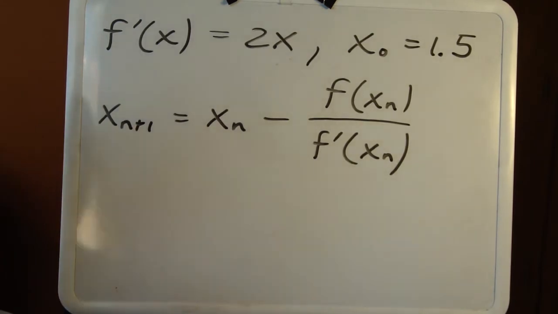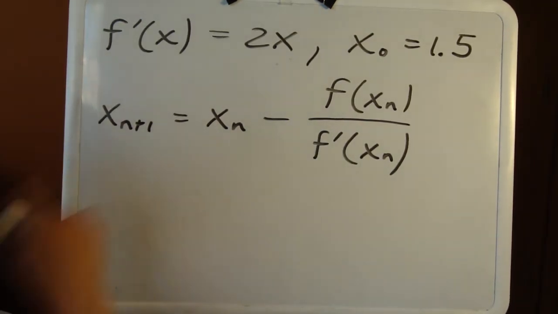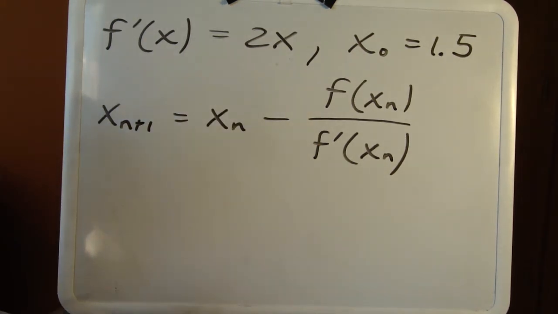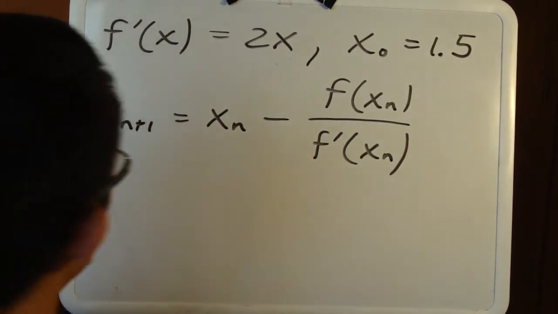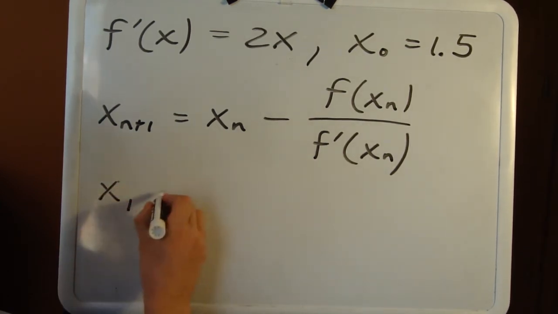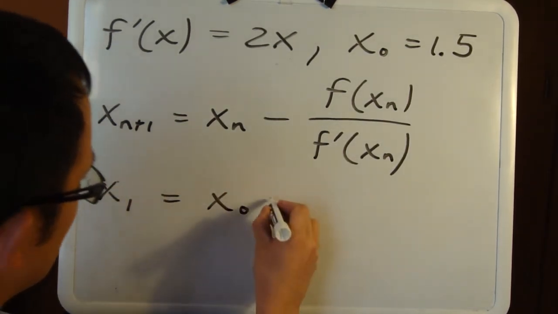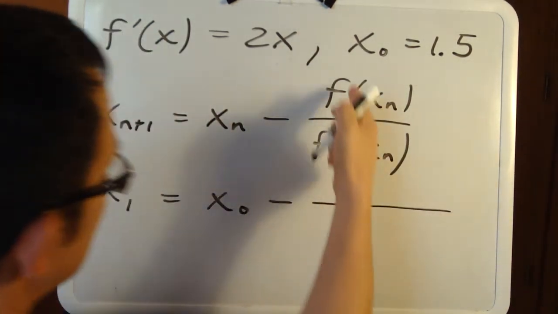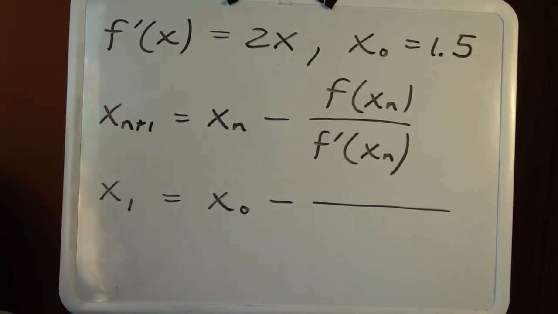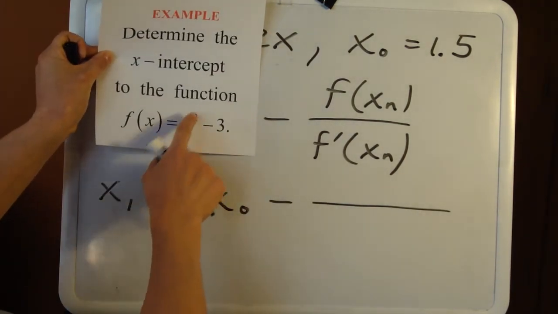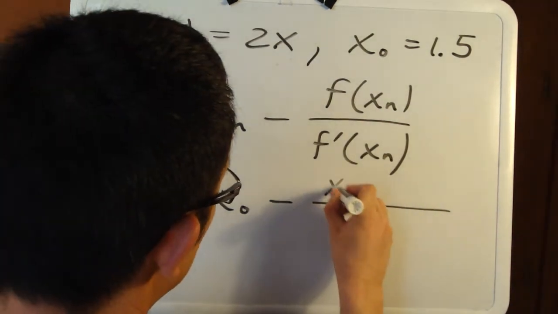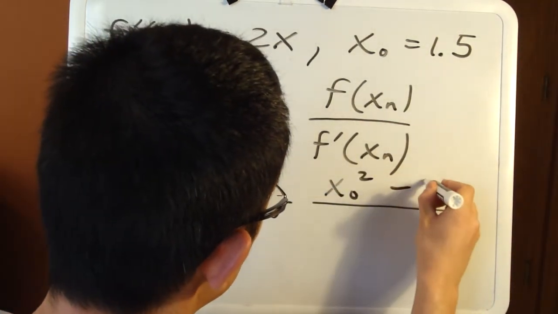So we're going to use the information in our problem. We're going to start off with n equals 0, and then use all the information that we have in the actual problem itself. So x sub 1 will be x sub 0 minus, right? We have to think of the function that we had in this problem, so we'll come back to that. The function here is x squared minus 3. So we're going to do x naught squared minus 3.